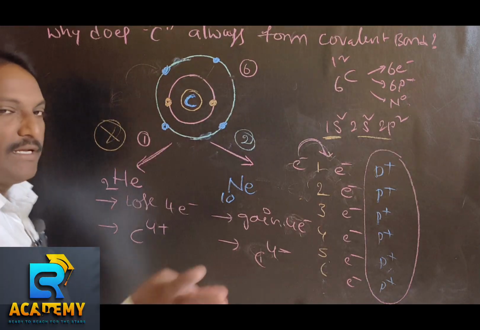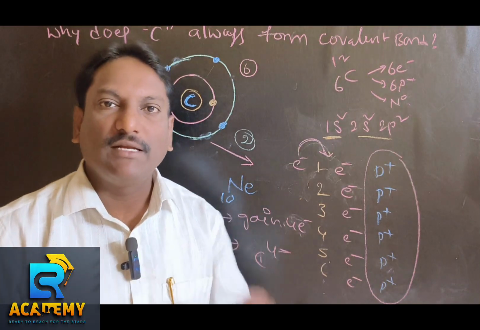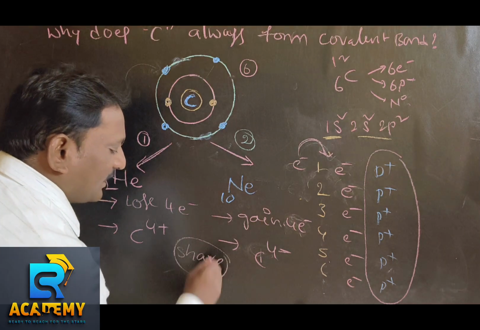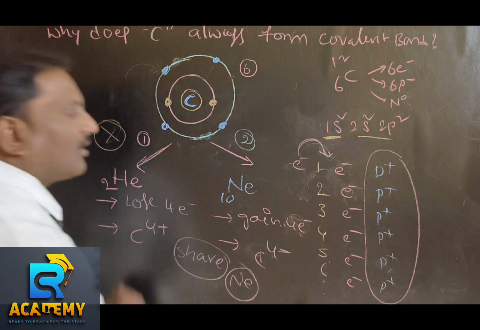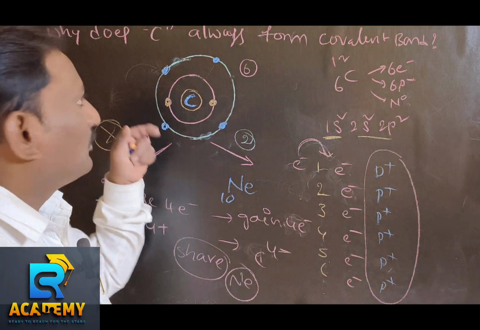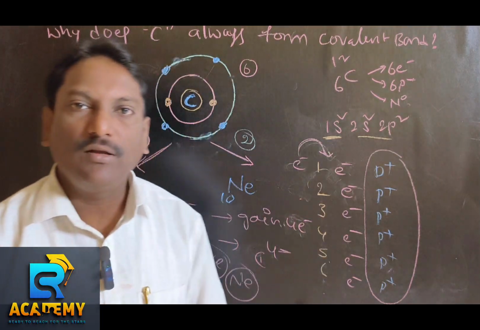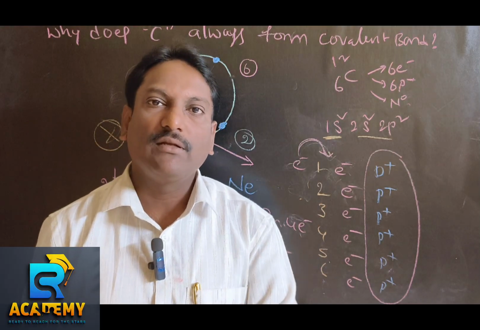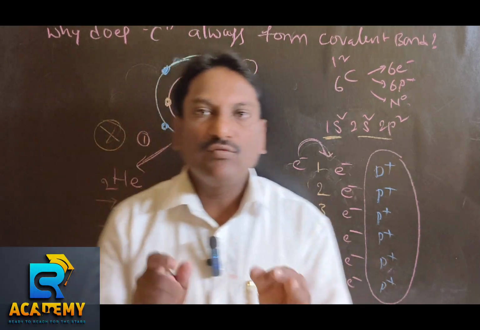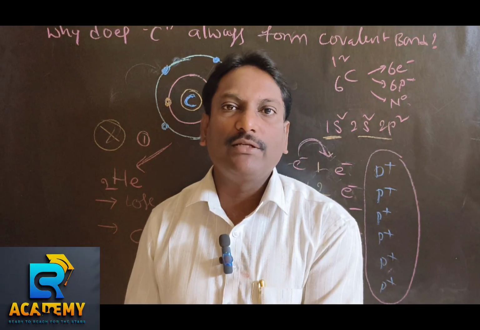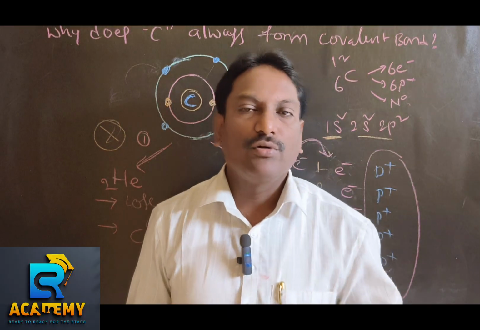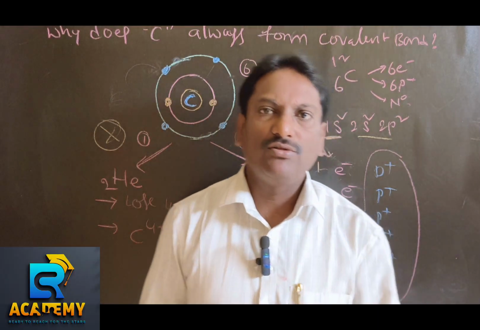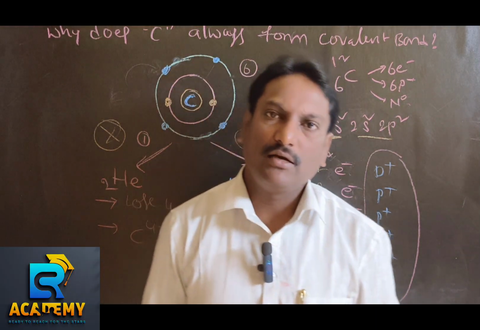So instead of gaining or losing electrons, carbon has a tendency to share electrons. By sharing electrons, carbon attains neon configuration. Is it clear? Why does carbon always form covalent bonds? It has two options: attainment of helium configuration or neon configuration. If it wants to attain helium configuration, it should lose electrons. Removal of electrons from the valence shell of carbon is somewhat difficult, so that option was rejected by carbon.